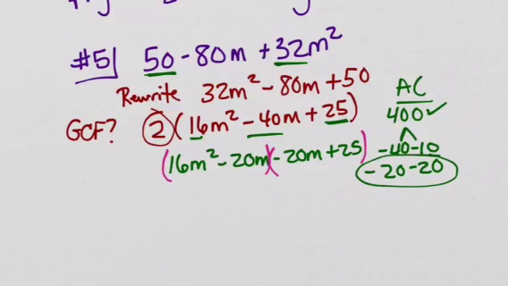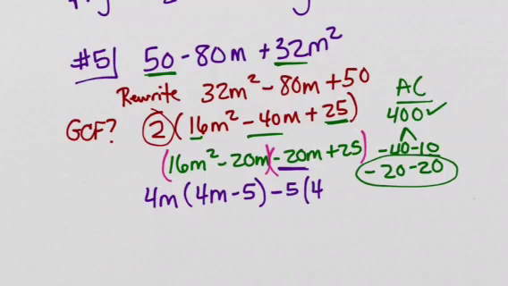16m squared and 20m, they have a 4m in common, and it leaves me with 4m minus 5. Notice here that this 20 is negative, so I know I need to pull out a negative. And 20 and 25, how about 5? Oops. So it would leave me with 4m minus 5. Okay, how do I know it's minus 5? Because if I take this negative 5 and redistribute it, that double negative will become the positive 25. Okay, so it looks like it was 4m minus 5. Okay, there's my leftovers, and then here's my GCFs, 4m minus 5.